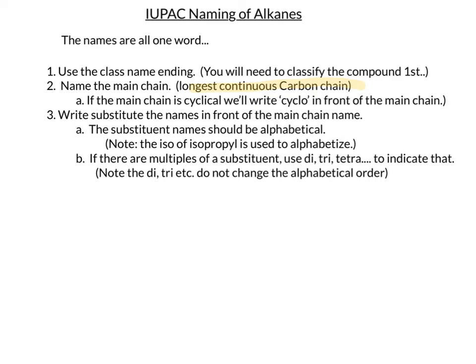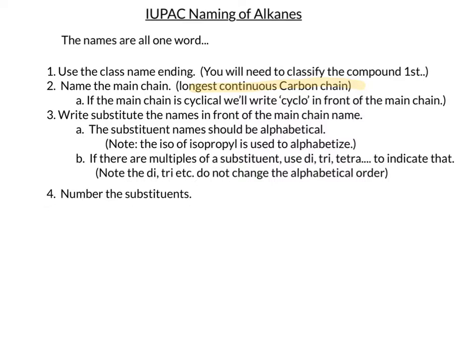So what happens if I have more than one of the same group? In this case, if I have 2 of them, I would put di. If I have 3, I'd put tri. If I had 4, I'd put tetra. We can continue following that pattern, going up to 10 if need be, using the covalent naming system we've learned before. Now that we've placed all of our substituents in the name, we must number them.